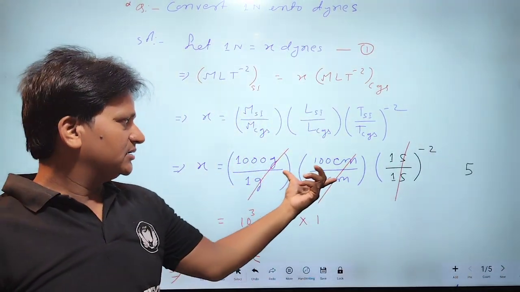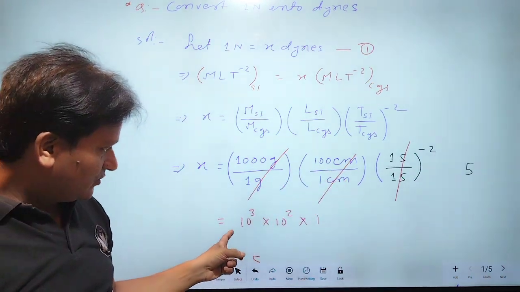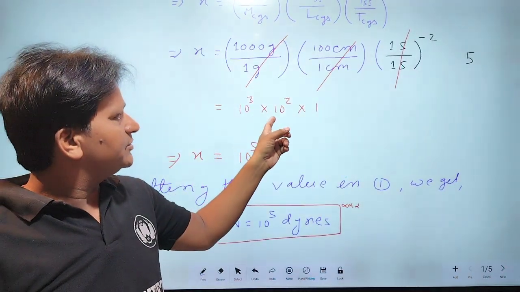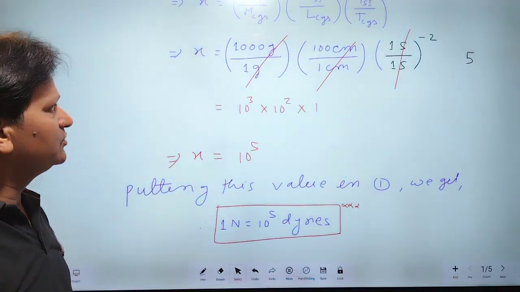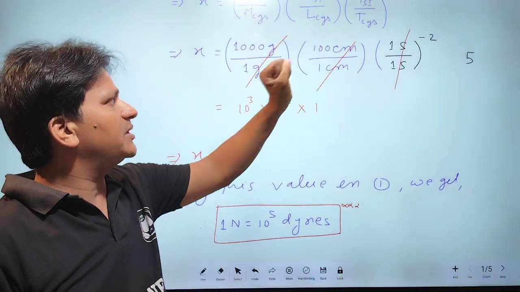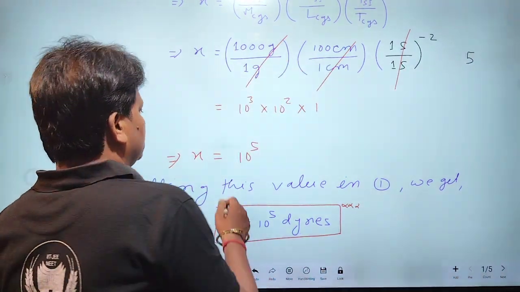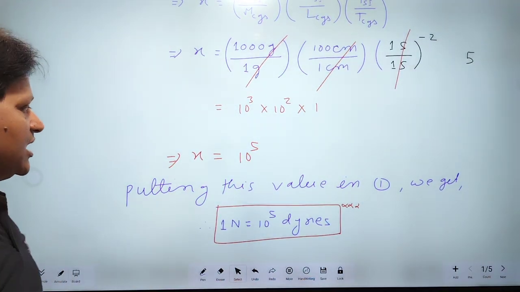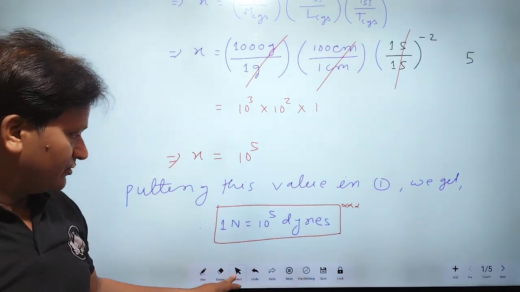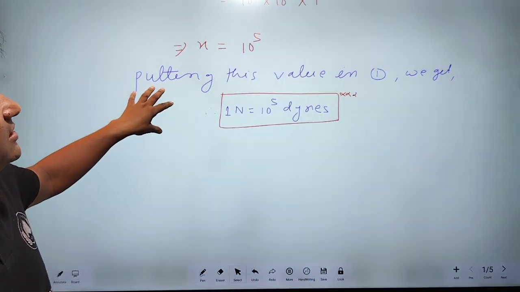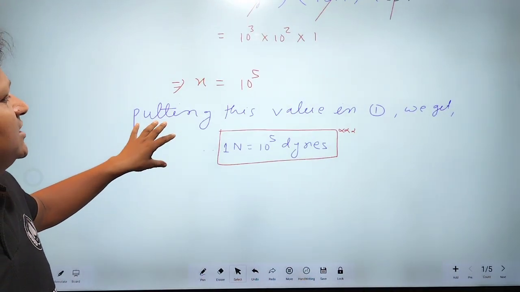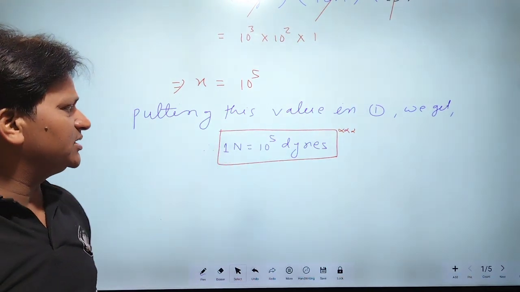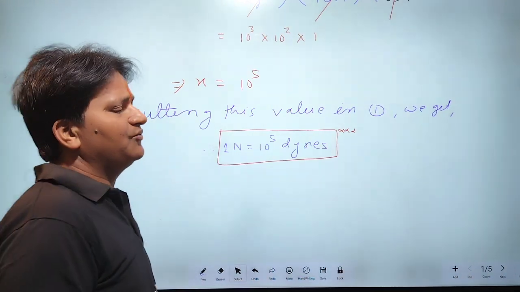After solving this, we get 10 to the power 3 cross 10 to the power 2. This is 10 to the power 3, this is 10 to the power 2. So x is equal to 10 to the power 5. Now, putting this value in equation 1, we get our result: 1 Newton should be equal to 10 to the power 5 dynes.